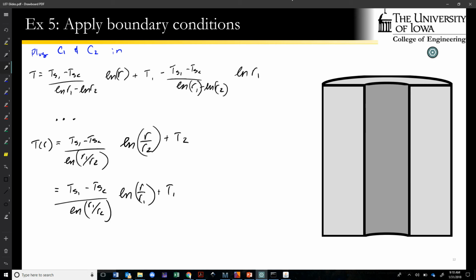Okay. All right. So that's the particular solution for the temperature distribution in this tube wall. And then once again, we've already highlighted the fact that Q double prime is proportional to 1 over R, and the heat rate itself is constant.